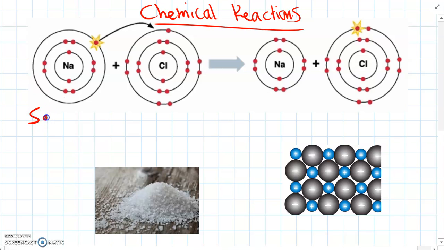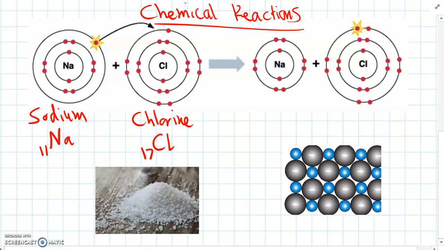So we can see here we've got sodium, whose symbol is Na, and then we've got chlorine, which is Cl. Sodium has 11 electrons, we can see, and that's because sodium is number 11. Chlorine, we can count 2, 4, 6, 8, 10, 12, 14, 16. Chlorine has 17 electrons because it's number 17.